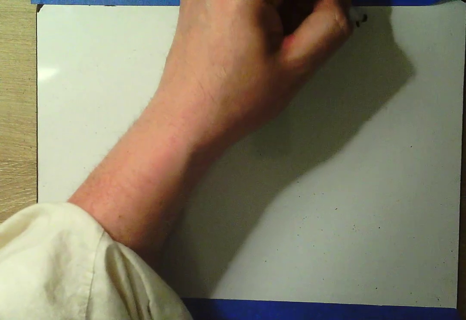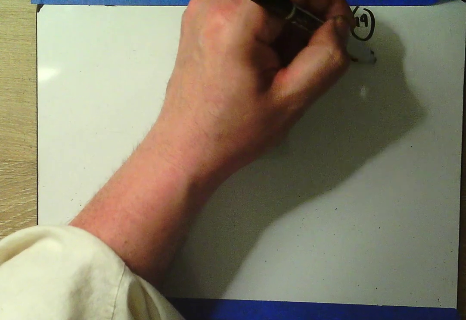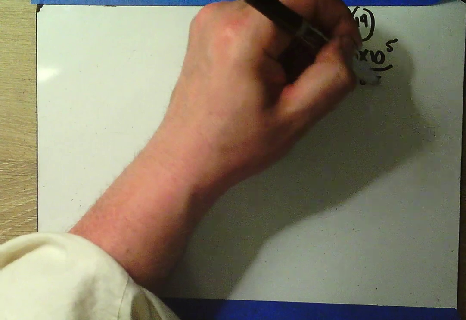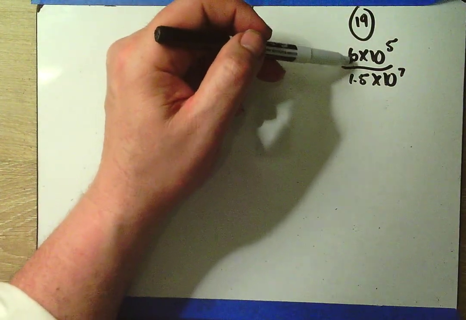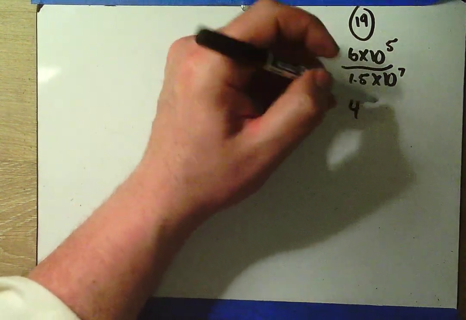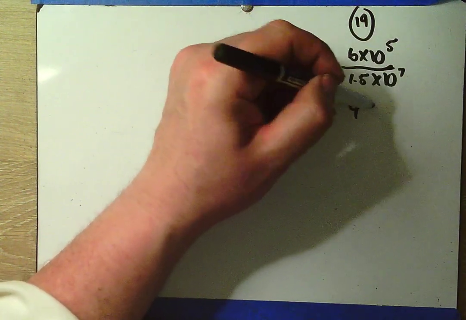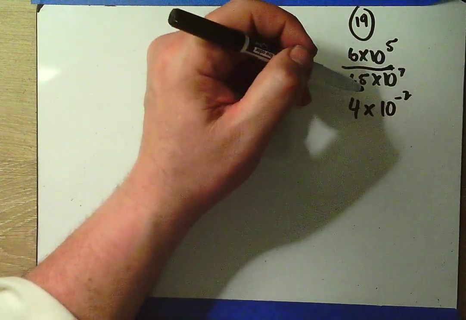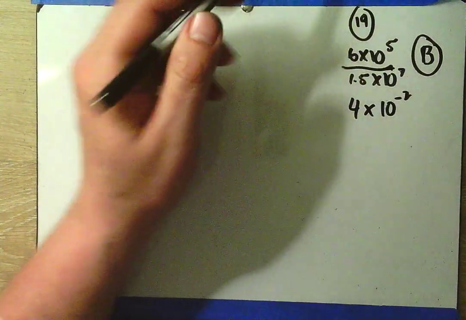Let's take a look at 19. Which of the following is equivalent to 6 times 10 to the 5th over 1.5 times 10 to the 7th? Well, 6 divided by 1.5 goes 4 times. And when the bases are the same and I'm dividing, I can subtract the exponents. 5 minus 7 is negative 2. And this corresponds with choice B. 20.